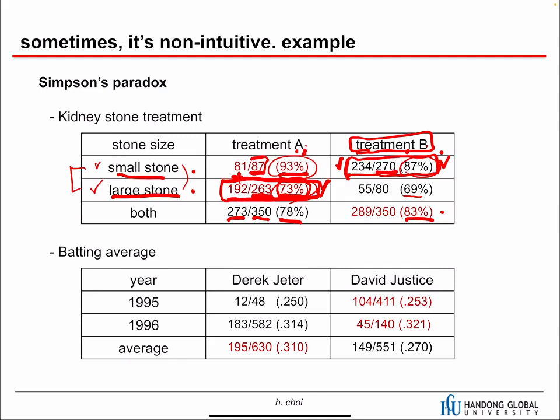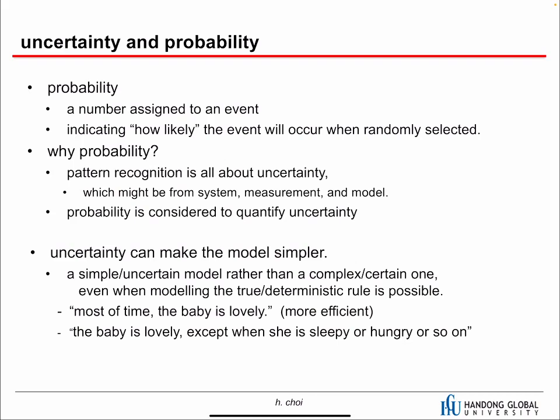And treatment A has 73, treatment B has 87. So this one is mainly coming from this one, and this one is mainly coming from this one. So if we combine these two cases, then treatment B is better than treatment A. And the batting average says the same thing basically. Okay, so we had a couple of examples.